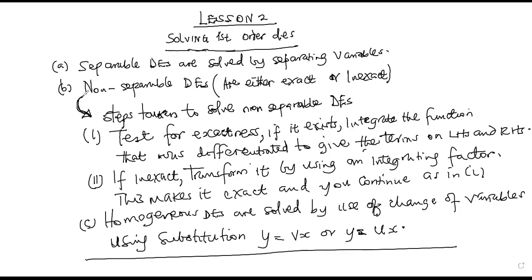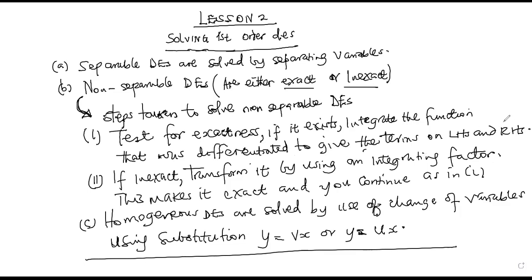Then we have those ones which are non-separable. When they are non-separable, then they can be either exact or inexact. Regardless, we shall look at how we test for the exactness. But in case you find a differential equation whose variables can't be separated, first test for exactness. If the exactness exists, then you integrate the function that was differentiated to give the terms on the left-hand side and the right-hand side.